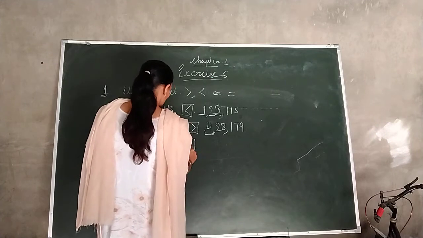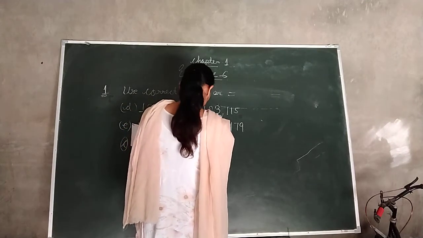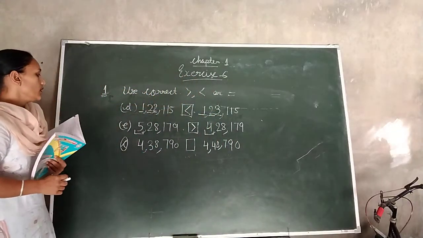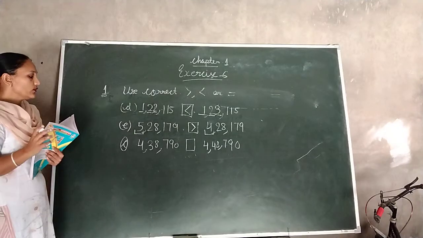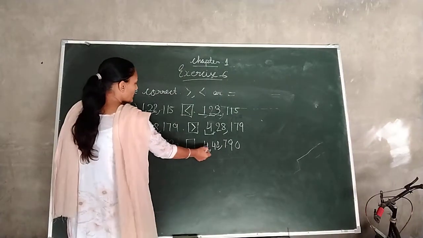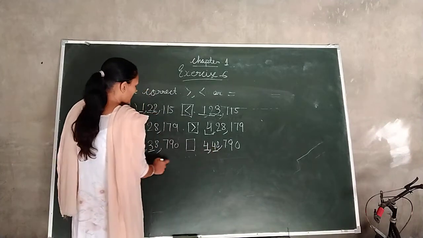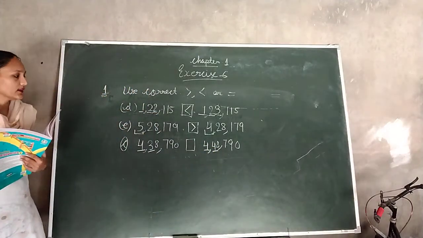4,38,790. And here we have 4,48,790. So both numbers are of 6 digits. Next we will compare the digits in lakh place. Both are same. Next we will compare the digit in 10,000 place. Here we have 3 and here we have 4. 3 is less than 4.